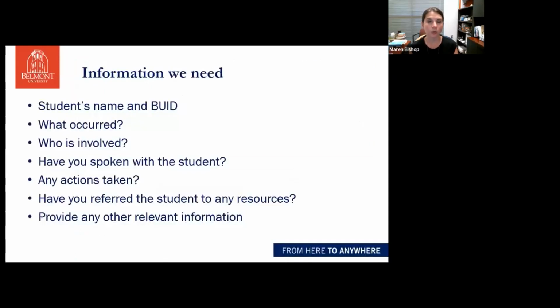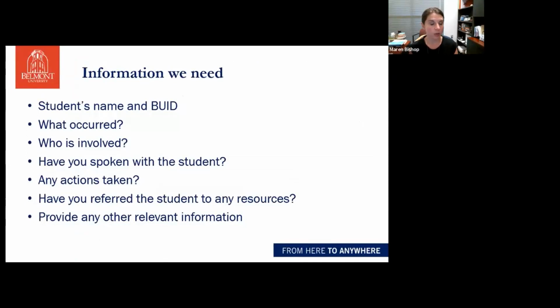Now, the information that we're looking for when you submit a student concern: the student's name and Belmont ID number, what happened, who was involved, have you spoken with the student, were any actions taken, has the student been referred to any resources, and any other relevant information.